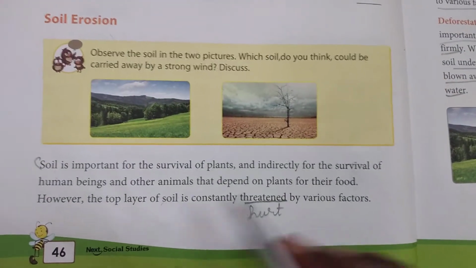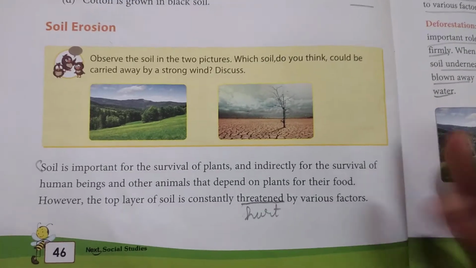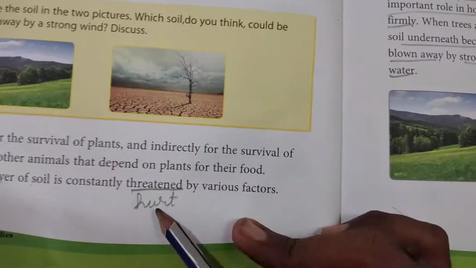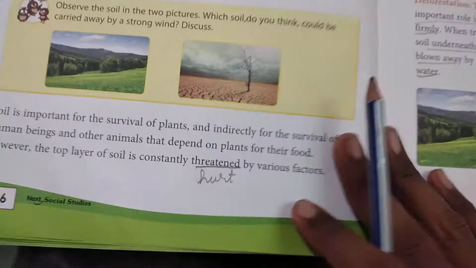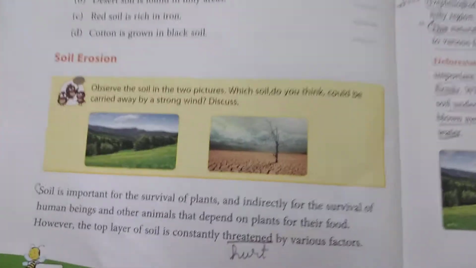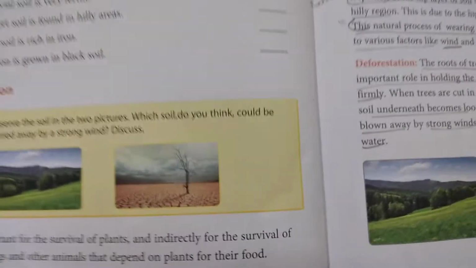However, the topmost layer of soil is constantly threatened by various factors. Threatened means hurt. So the topmost layer of the soil is hurt by various factors. Which are those factors? Let's see in the next page. You can see two images over here.